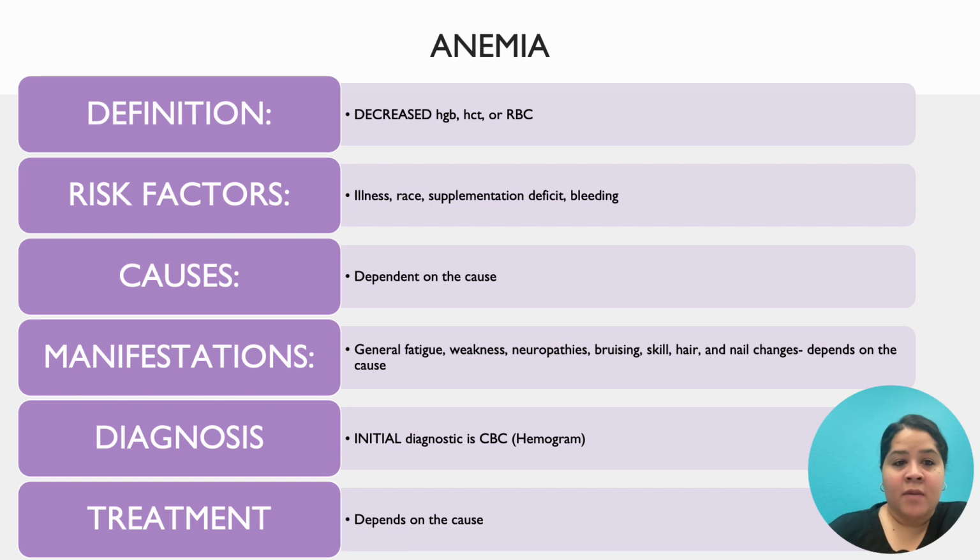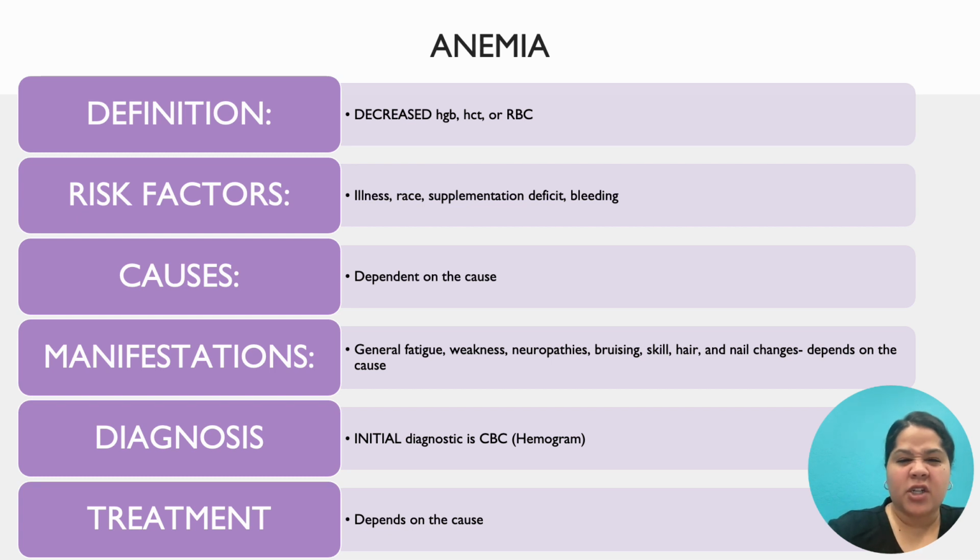Alrighty. Anemia, simply defined, is a decreased hemoglobin, hematocrit, or red blood cells. So when you're looking at a hemogram or a CBC, the very first thing you need to do is look at these three markers: hemoglobin, hematocrit, and red blood cells. If they fall under the appropriate limits, we can classify it as anemia.